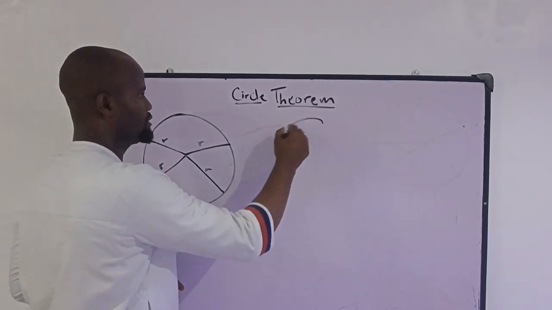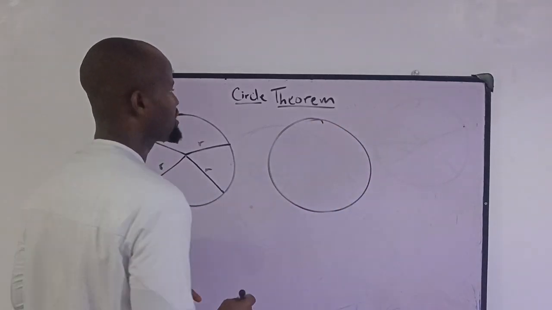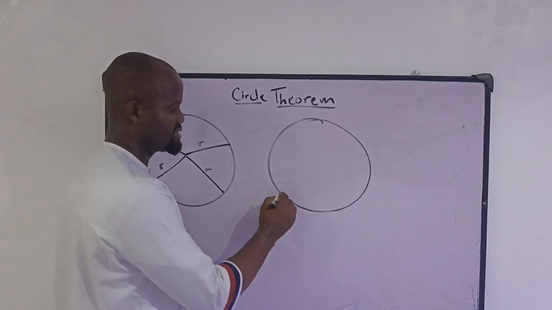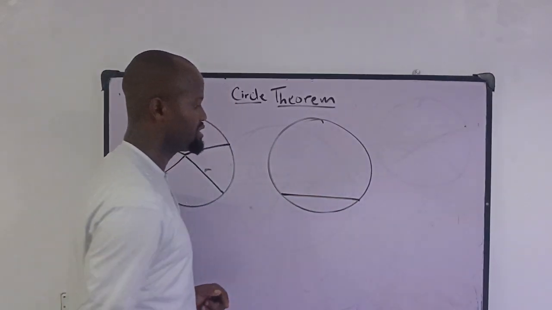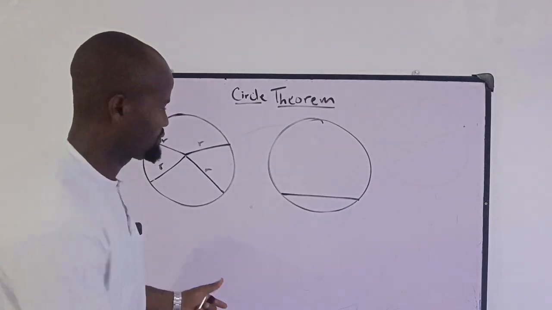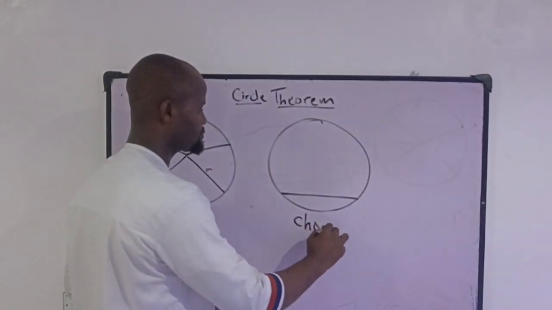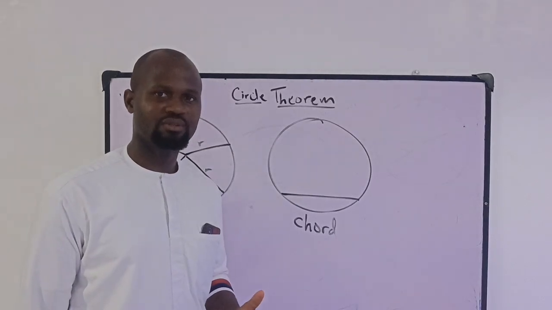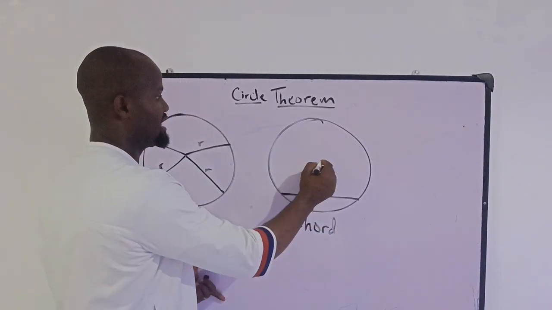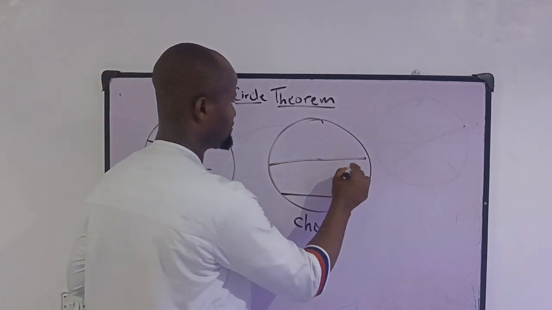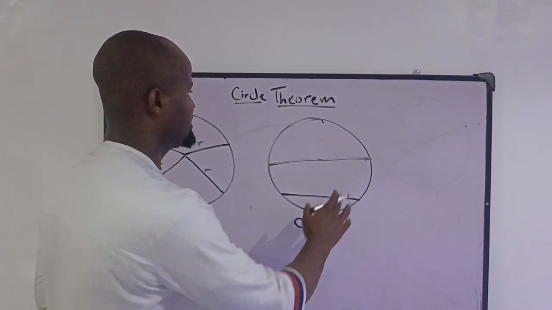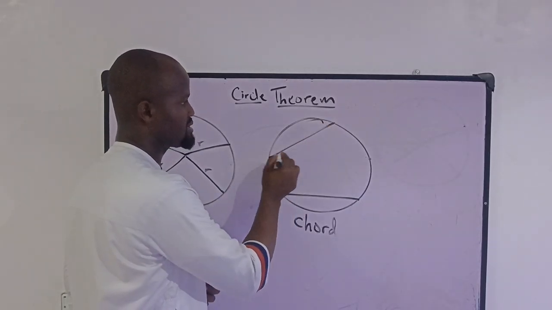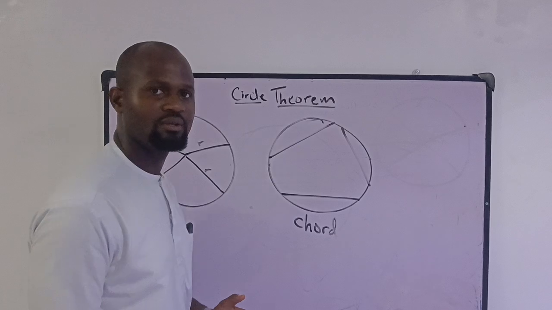Now, I'm going to draw another circle and bring out another component. You see a line that starts from one part of the circumference and touches another part of the circumference is called a chord. A chord. Now, the longest chord in a circle is the diameter, because the diameter cuts across half of the circle. But basically, any line that starts from one part and touches another part is called a chord.